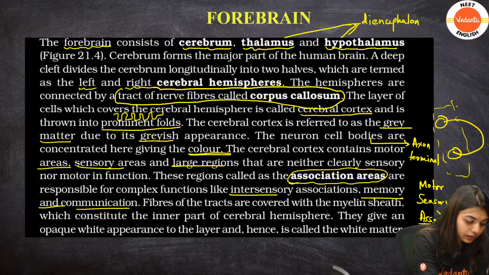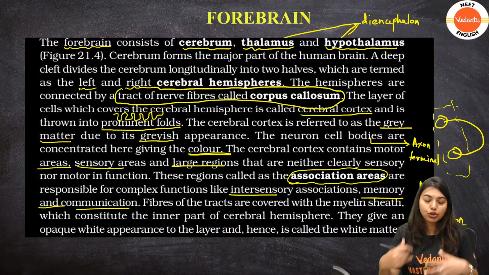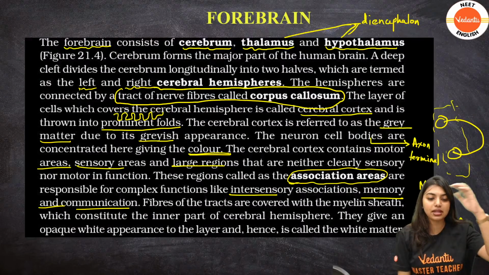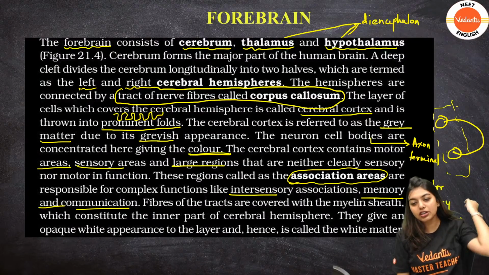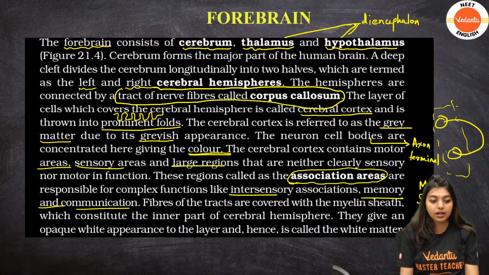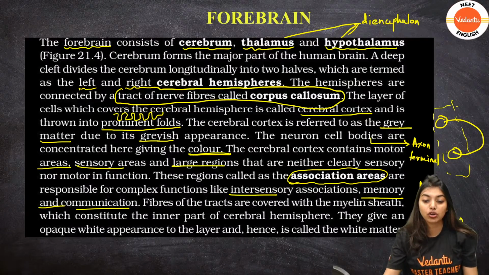Okay, so students, what do they have? They are concentrated with your intersensory association, memory and communication, and fibers of the tracts are covered with myelin sheath, which constitute the inner part of the cerebral hemisphere. They give an opaque white appearance to the layer, and it is called the white matter.